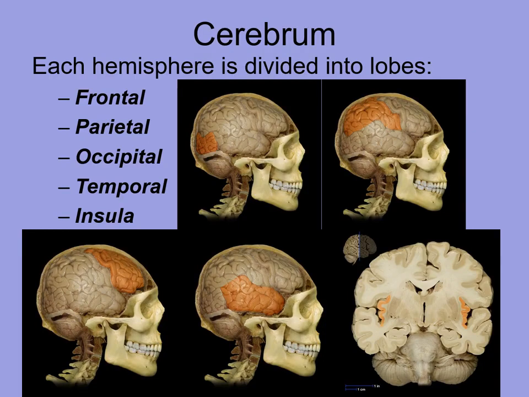Now, each hemisphere is then subdivided into lobes. There's five different lobes. You have the frontal lobe, and once again, we're going back to that regional anatomical terminology list that you learned in the very beginning, which becomes helpful. So you have the frontal lobe, the parietal lobe, the occipital lobe, the temporal lobe, and then beneath that is the insula, which is deeper to the others.